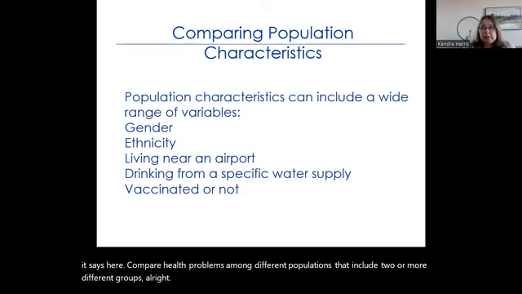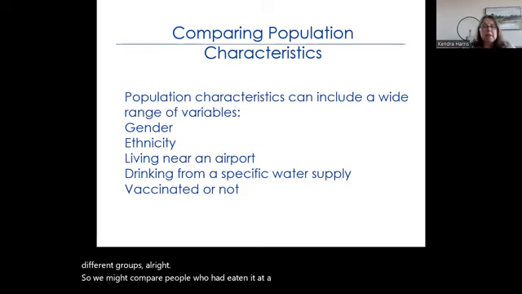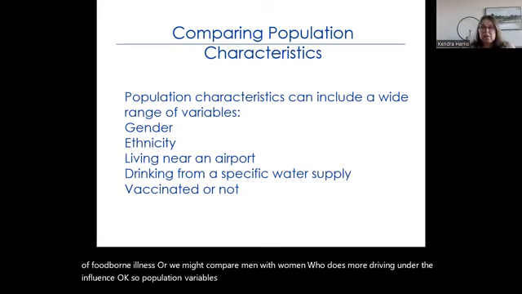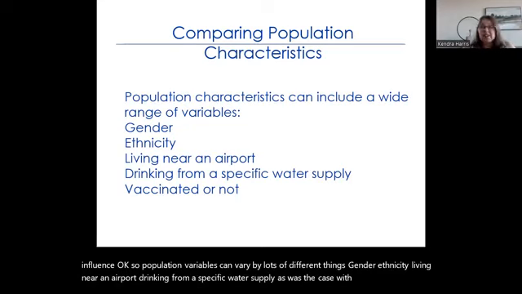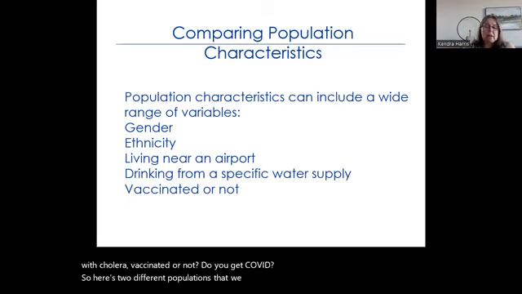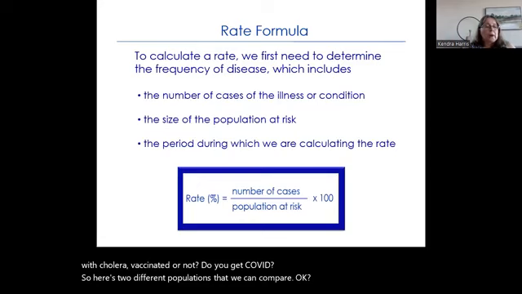So we might compare people who had eaten at a restaurant and those who didn't, and look for cases of foodborne illness. Or we might compare men with women: who does more driving under the influence? Okay, so population variables can vary by lots of different things: gender, ethnicity, living near an airport, drinking from a specific water supply, as was the case with cholera, vaccinated or not, do you get COVID? So here's 2 different populations that we can compare. Okay. All right, so let me go back.